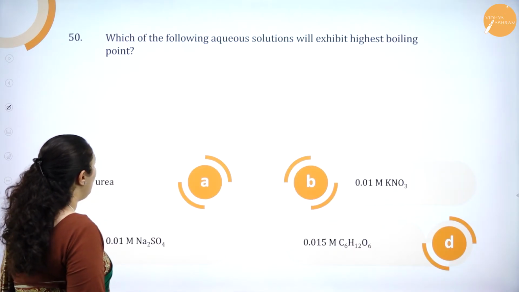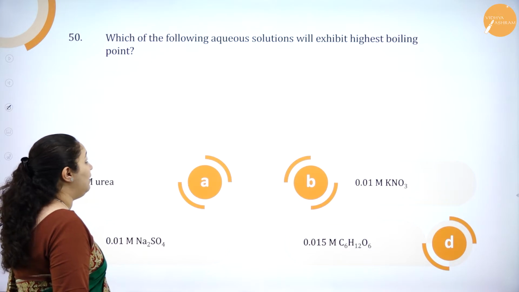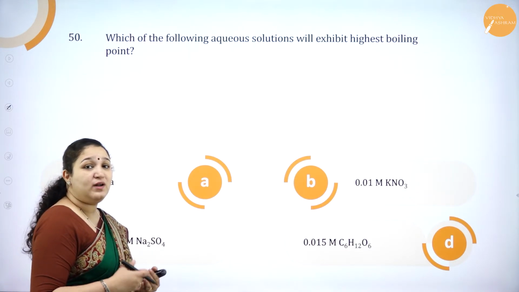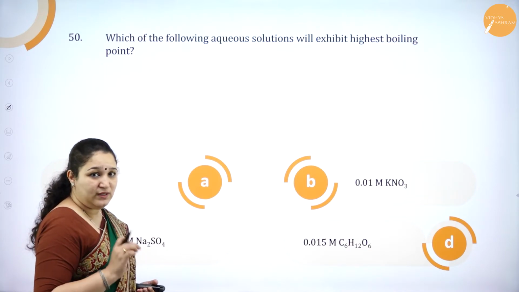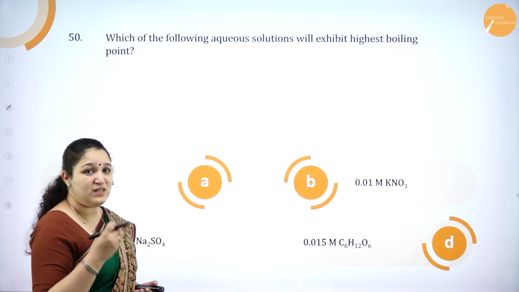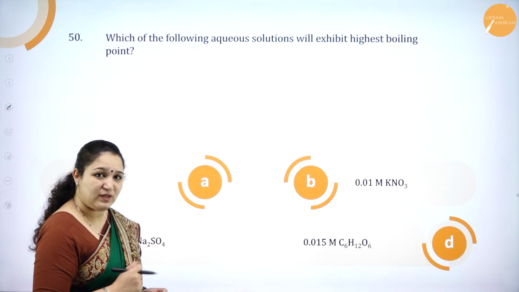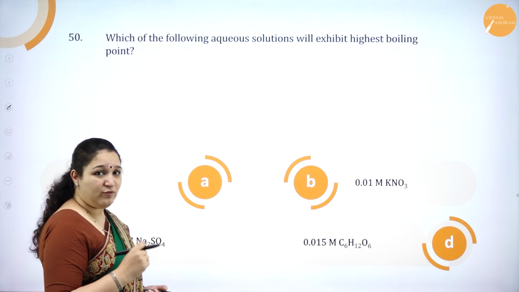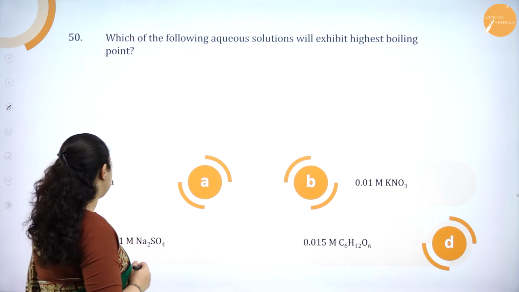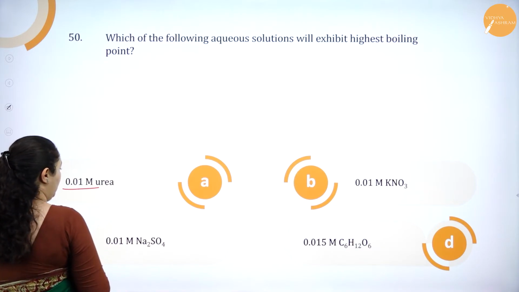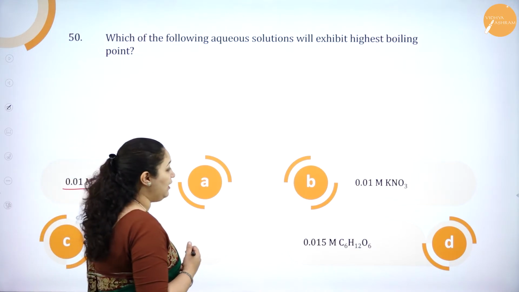Next one. Which of the following aqueous solutions will exhibit the highest boiling point? The boiling point will go on increasing as the number of solute particles increases. Correct? That is, there is elevation in boiling point when solute particles are added to any solvent to form a solution. So we will see which one of them will undergo dissociation and have a higher i value. Option 1, 0.01 molar urea. Urea will not undergo dissociation at all. So it is just 0.01 molar urea.